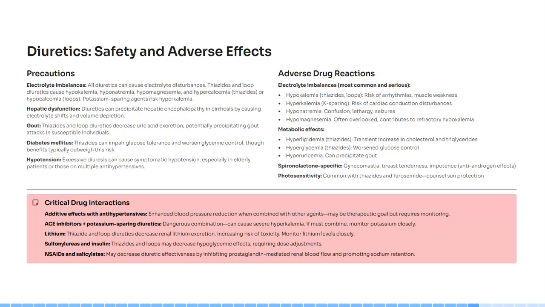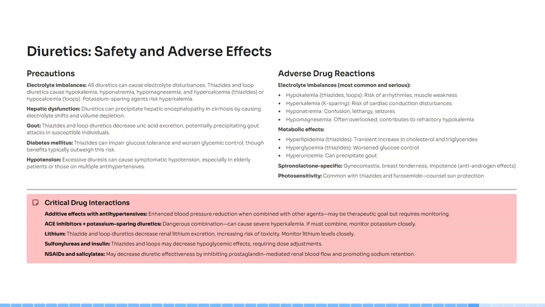Some critical drug interactions with lithium. A thiazide and a loop diuretic decreases renal lithium excretion, so that increases toxicity. So you have to monitor those lithium levels closely. With sulfonylureas and insulin, thiazides and loops may decrease hypoglycemic effects, requiring some dose adjustments. If they're using NSAIDs or salicylates, it may decrease the diuretic effectiveness for those.